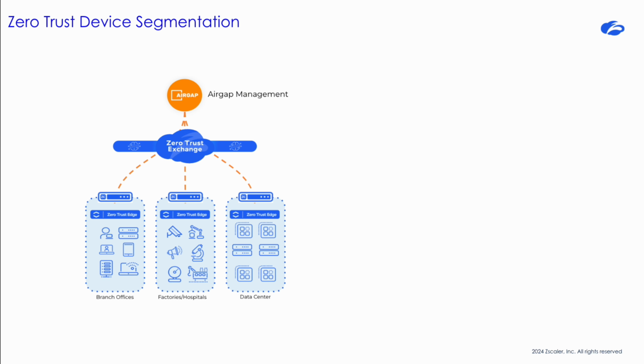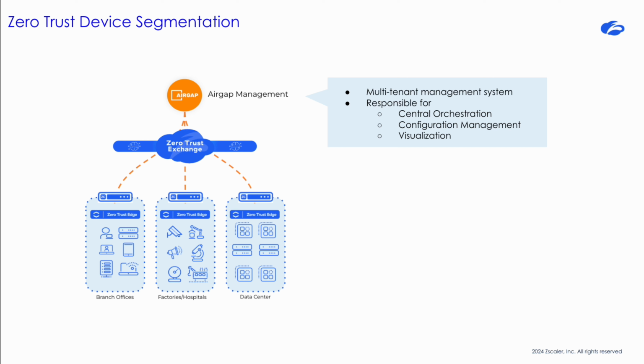The 2 key components of Zscaler Zero Trust device segmentation solution are the air-gap management, which is a multi-tenant, highly reliable management system deployed in AWS and offered as a SaaS. It's responsible for central orchestration, visualization, and configuration management. It can manage thousands of air-gap gateways across different customers and locations.